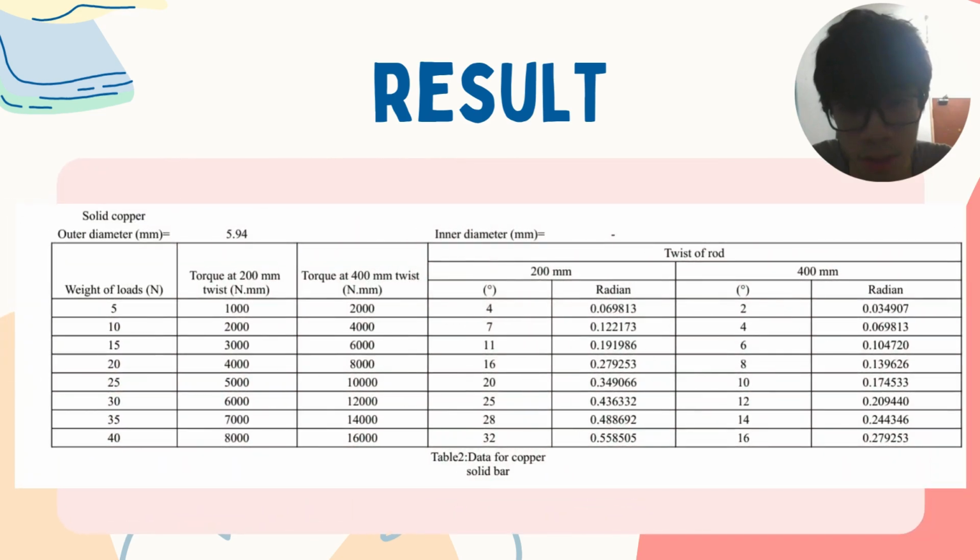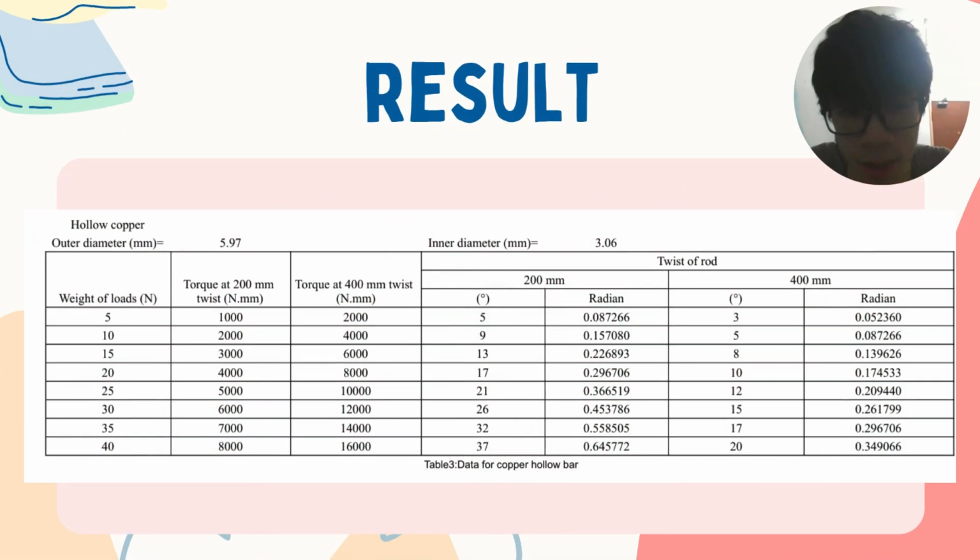Next one is table 2. This is the data for the copper solid bar. So first we record our outer diameter, which is 5.94 millimeters. So similarly, we can calculate our torque at 200 and 400 millimeter. Then we record our angle of twist in degrees, then convert it to radian.